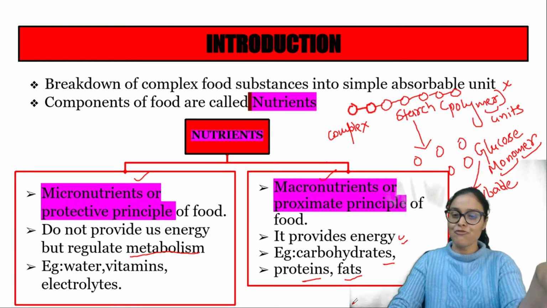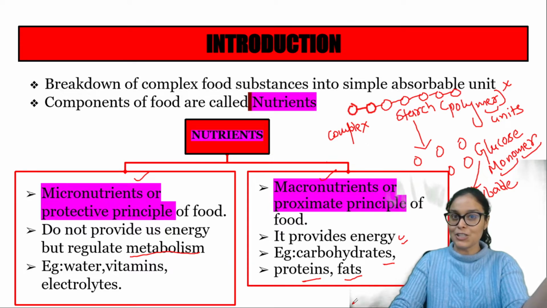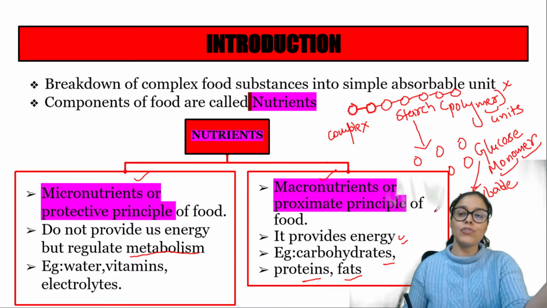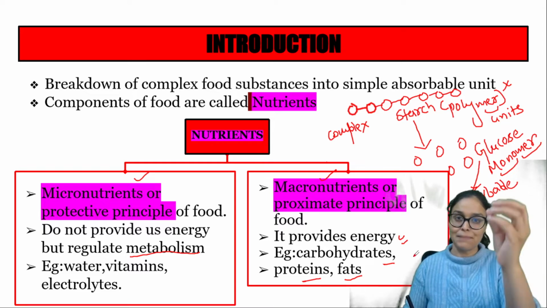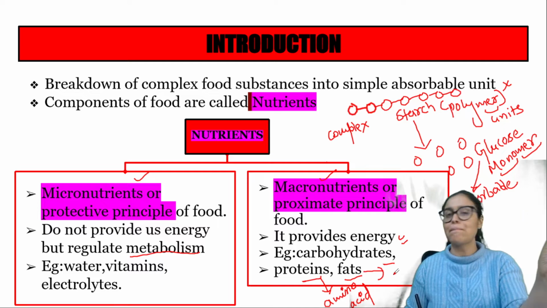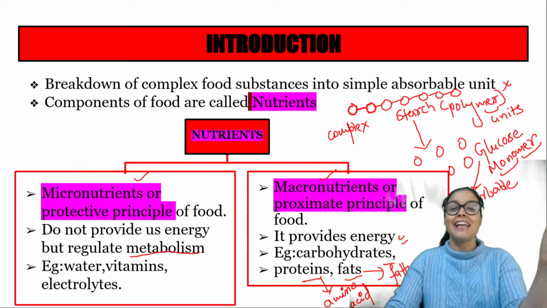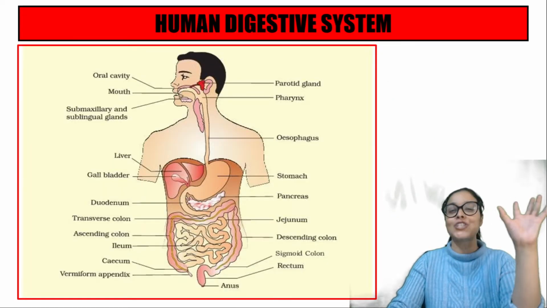So we have to digest these things. We have to convert them into absorbable simplest units. Carbohydrate we will convert into simple sugar, the simplest monomer sugar. Protein's monomer unit is amino acid, so we have to break it down into amino acids. And fat's simplest units are fatty acid and glycerol. So we have to break down all the food into the simplest monomer absorbable units. That is our purpose in the whole chapter.